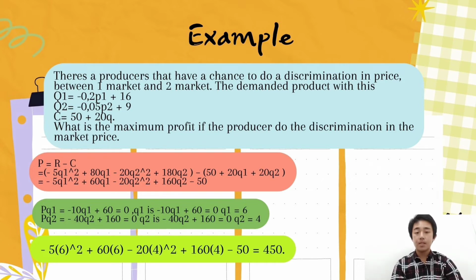To check if it is a maximum, we need to take the second derivative of the profit with respect to q1 and q2, and when it is less than 0, that means it is a maximum. So we just need to input the q1 and q2 values into the profit formula: negative 5 times 6 squared plus 60 times 6 minus 20 times 4 squared plus 160 times 4 minus 50, and that equals 450.